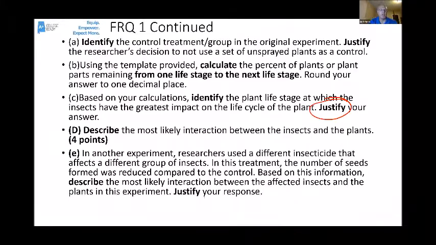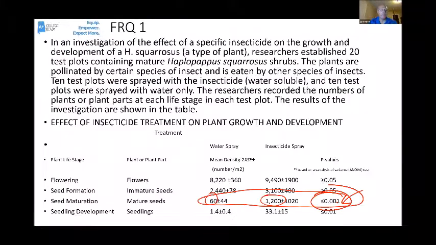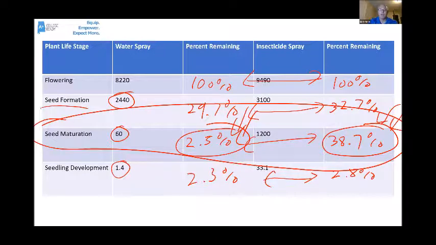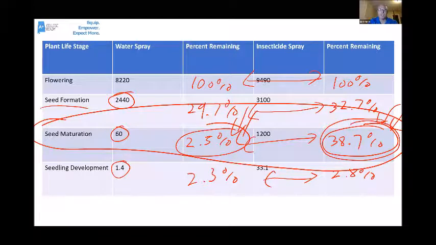So our answer here would be to identify the life stage as the seed maturation stage. And our justification could be that there's a much higher percent of plants still surviving in the insecticide spray group than there was in the water spray group. Or we could talk about the p-values and say that the differences in those survivors in the two groups is significant because of the low p-value, p less than 0.05.